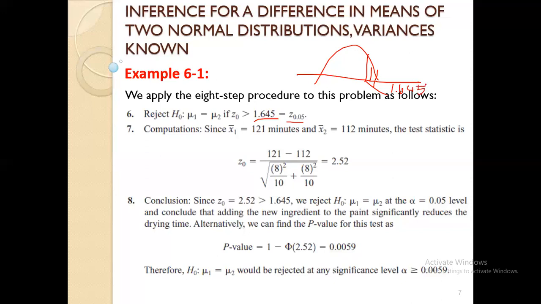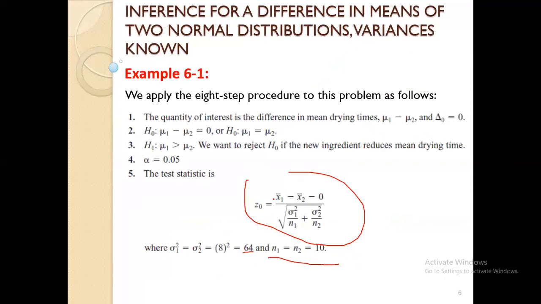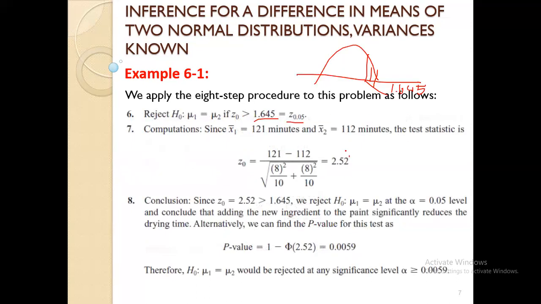Okay, and then you calculate the Z value, you substitute x bar 1, x bar 2, sigma 1, sigma 2, n1, n2. You get 2.52, that's greater than 1.645. That will reject.